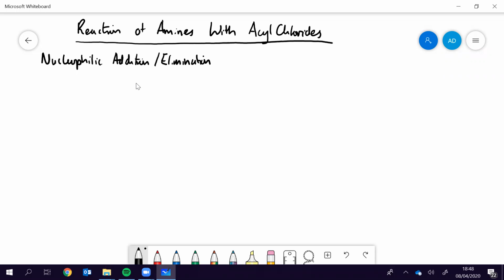We've looked at the reaction of alcohols with acyl chlorides, and now we're going to look at the reaction of amines with acyl chlorides. It's a very similar reaction, occurs through the same mechanism, nucleophilic addition elimination. So let us have a look at that.